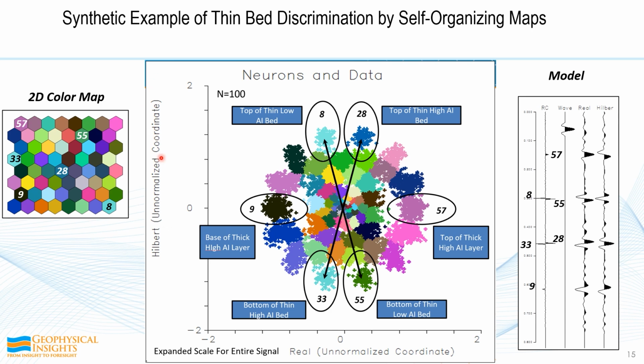And again, we have the Hilbert transform on the y-axis and the amplitude, regular amplitude, on the x-axis. So here's our negative amplitude for our trough, and our positive amplitude for our peak. And likewise, you can see our 2 doublet events, the 8-55 pair and 28-33 pair on the cross plot. So this is an example, again, using a synthetic seismogram to show how the SOM classification process works.